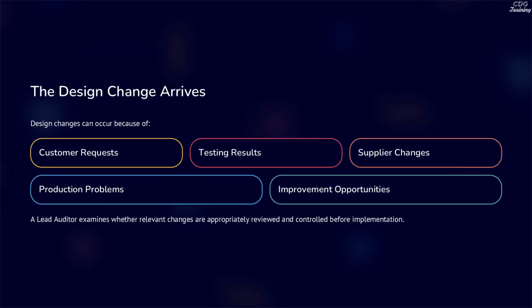Design changes can occur due to customer requests, testing results, supplier changes, production problems, or improvement opportunities. A lead auditor examines whether relevant changes are reviewed and controlled before implementation.